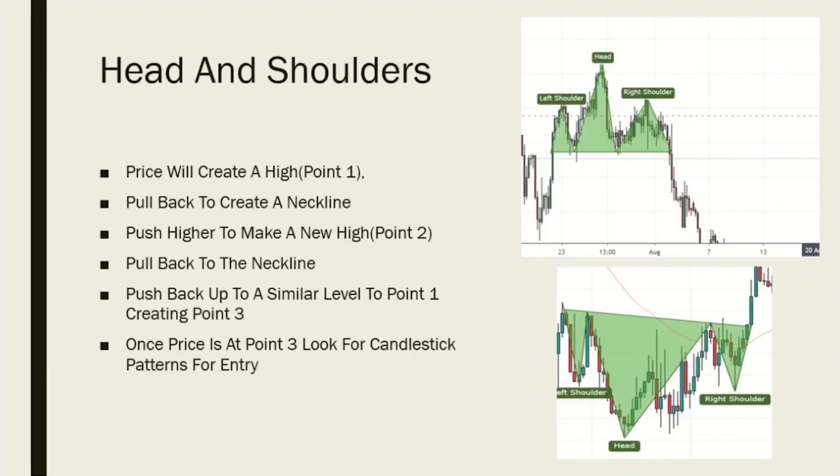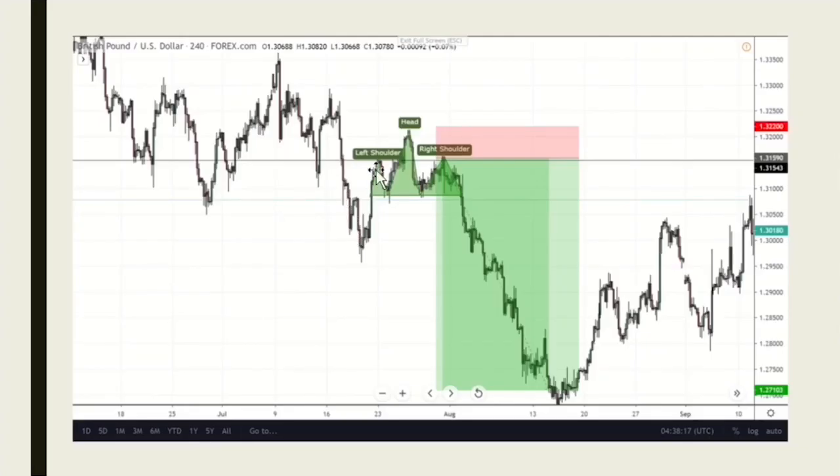So, in terms of your normal head and shoulders, you have your left shoulder, neckline, head, neckline, right shoulder, neckline. They don't have to be perfectly symmetrical. They just have to have the credentials, which is point 1, left shoulder, a higher level at the head after creating the neckline, price coming back to the similar neckline, and then coming back to show resistance at that right shoulder, and then you go down.